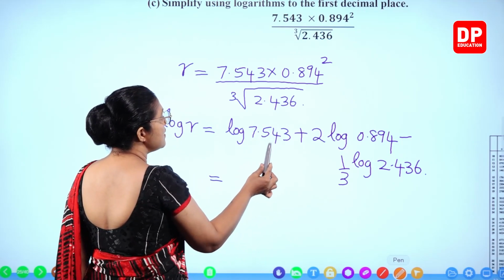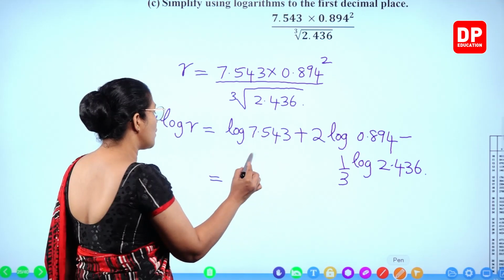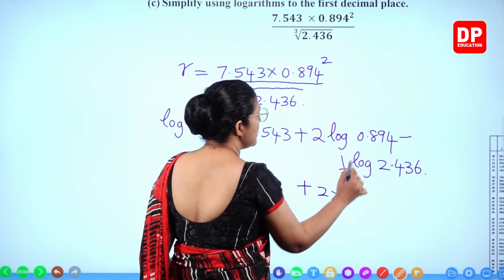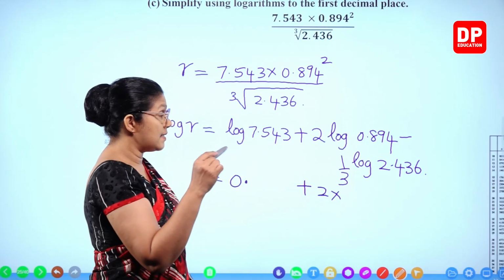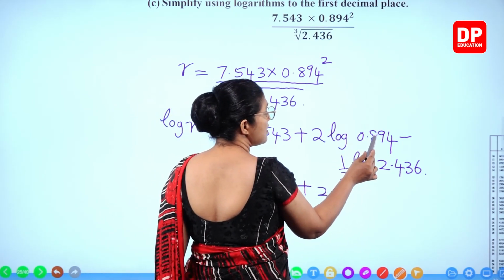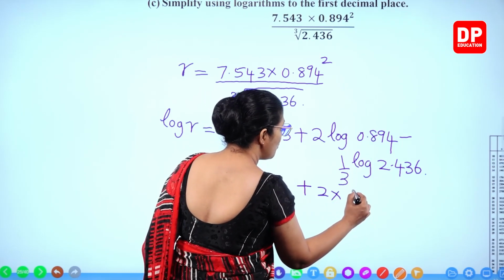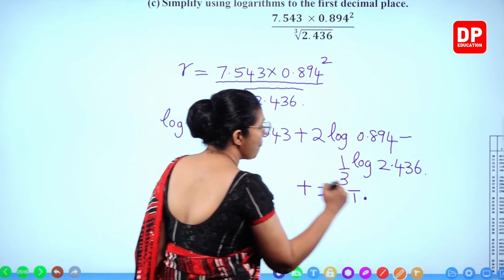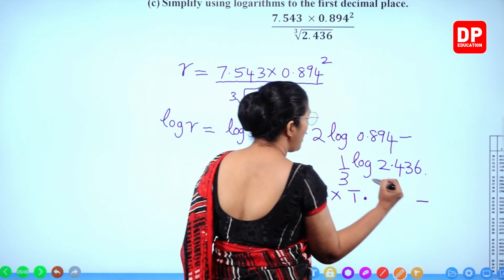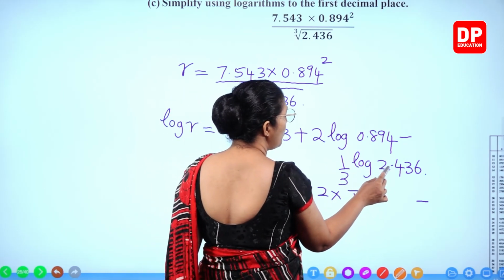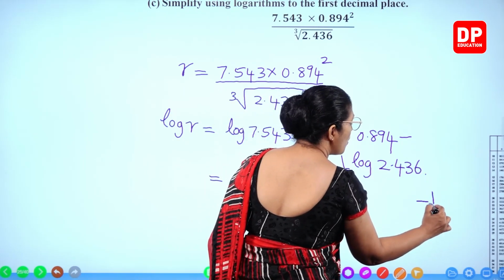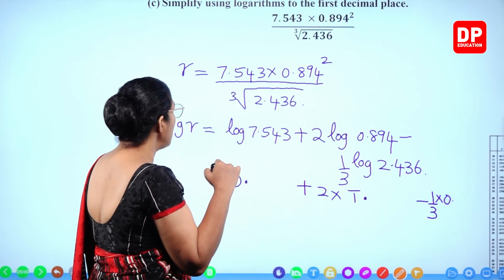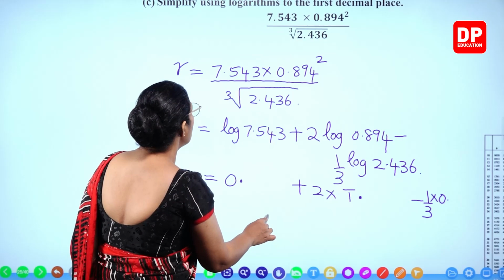So when you write in standard notation, this is 10 to the power 0. So you get 0 point something. And this one, 2 times 0.8, when you write in standard notation, this is 10 to the power minus 1. So you get bar 1 as the mantissa. Then the last one, minus 2 point something. So that's 0 point. So 1/3 into 0 point something. Now we'll refer the log table and see what are the values.